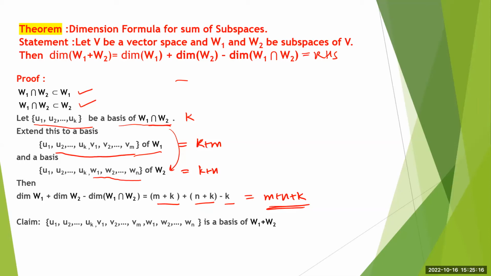So what I need to prove is that the number of elements in the basis of W1 plus W2 should be M plus N plus K. First of all, let's claim that U1, U2 up to UK, V1, V2 up to Vm, W1, W2 up to Wn are the basis of W1 plus W2. These are K, these are M, and these are N. So K plus M plus N is the number of elements in the basis of W1 plus W2.